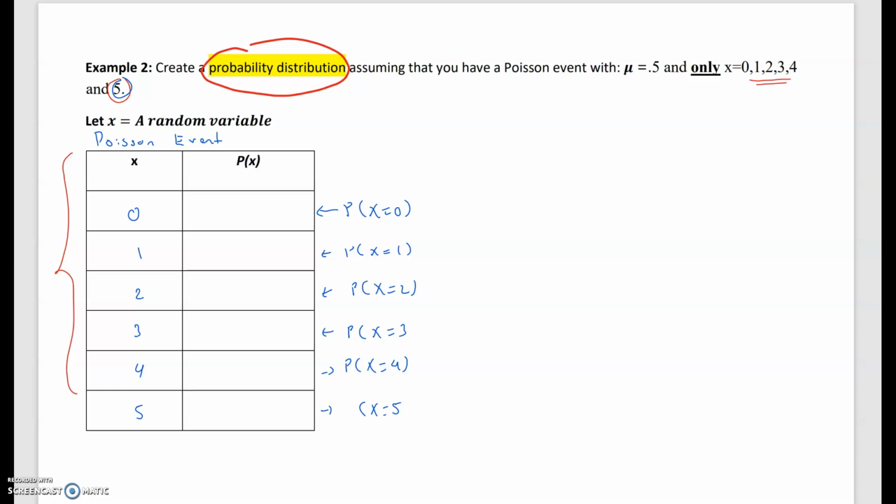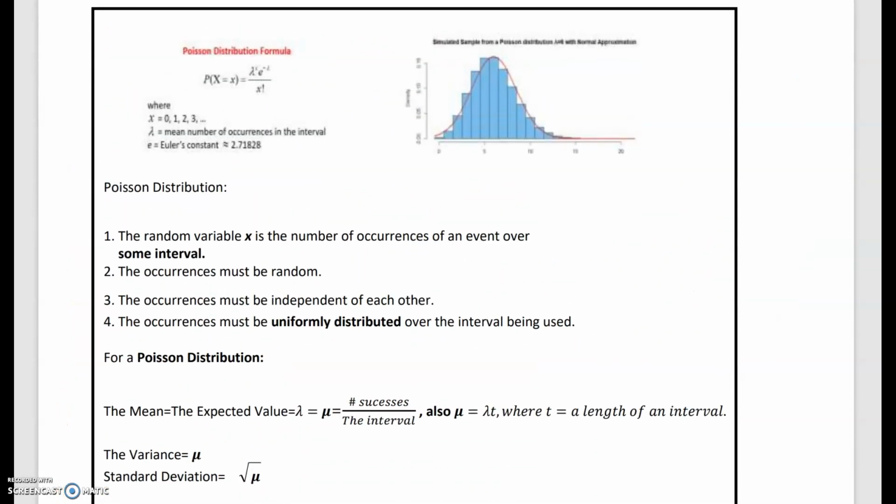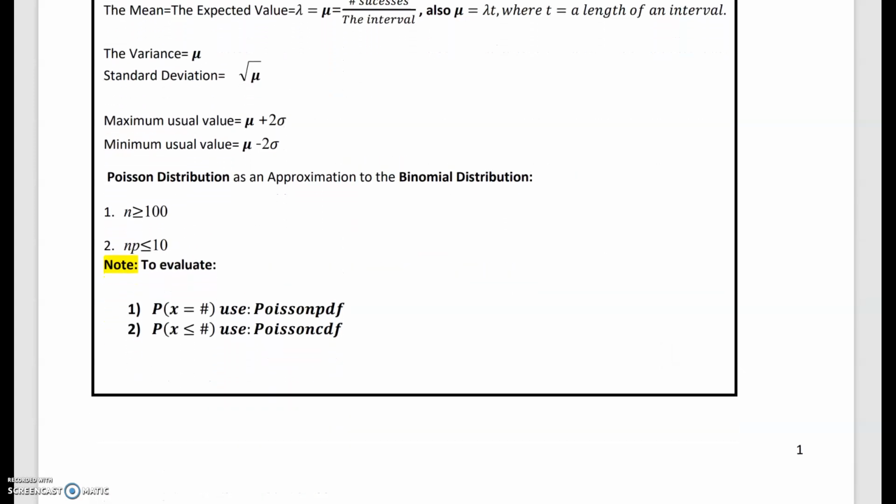They do have to tell us where to stop. Poisson events are going to have large values for some of these, and technically they could be going on all the way to a large value of n. So they will have to tell us where to stop. They wouldn't ask for a lot of values. And since we're evaluating specific numerical values, these are going to be the PDFs. CDF we're using if it's the sum of multiple of these on a less than or equal statement.